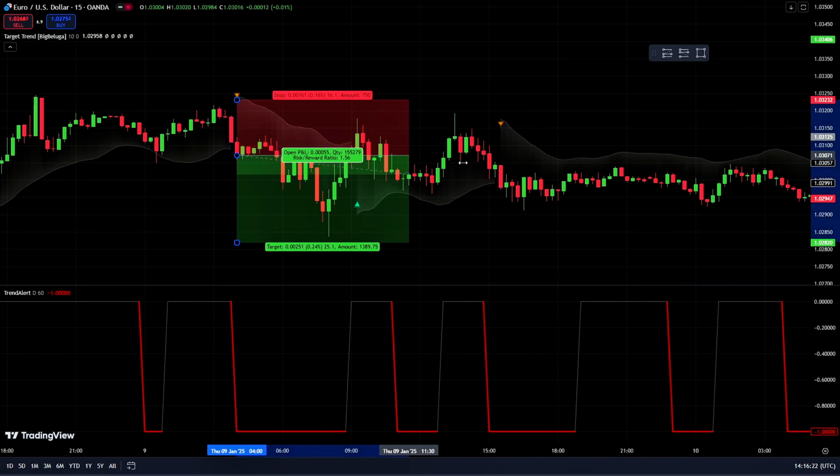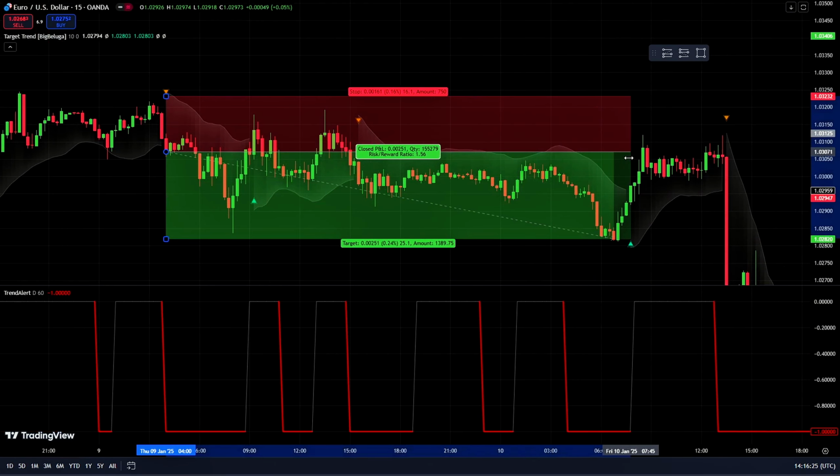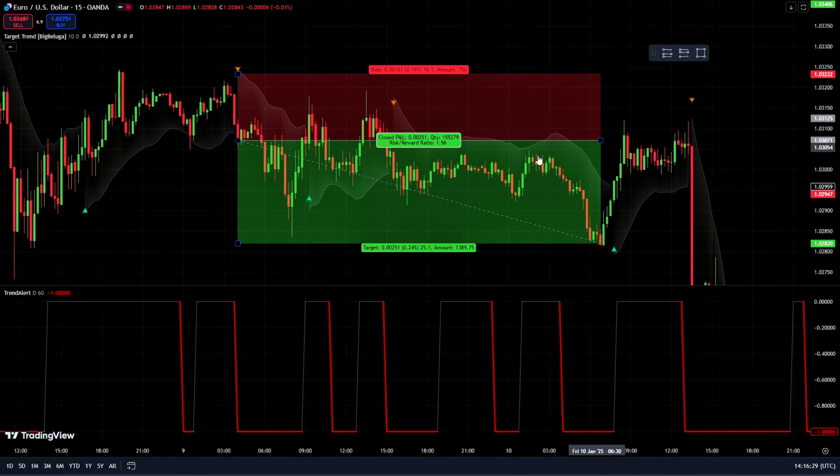Stop loss: at the end of the Target Trend indicator line. Take profit: use a 1:2 risk to reward ratio.